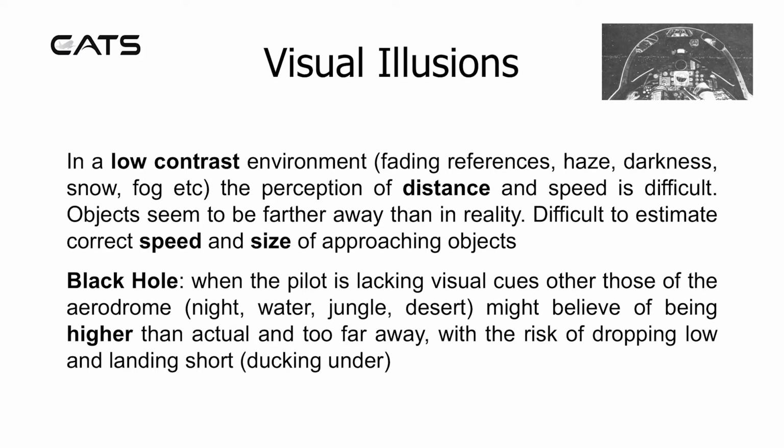Here are some illusions which really occur in aviation. In a low contrast environment, for example, fading visibility, haze, darkness or snow, fog, the perception of distance and speed is difficult. Objects seem to be further away than in reality, and it's difficult to estimate correct speed and size of approaching objects. The black hole effect is when the pilot is lacking visual cues other than those of the aerodrome, for example at night, over water, jungle or desert. The pilot may believe that he's actually higher and too far away, with the risk of dropping low and landing short.